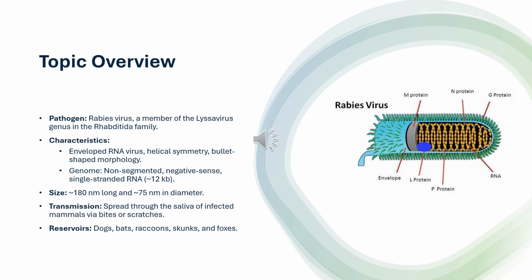The rabies virus belongs to a group of viruses called lyssaviruses. It's a tiny virus with a bullet-like shape. It contains RNA, which is genetic material.